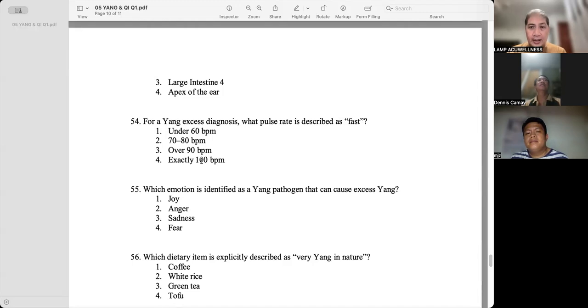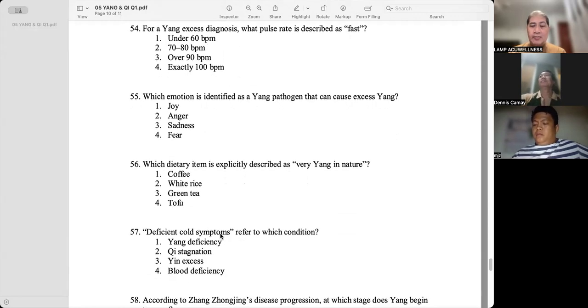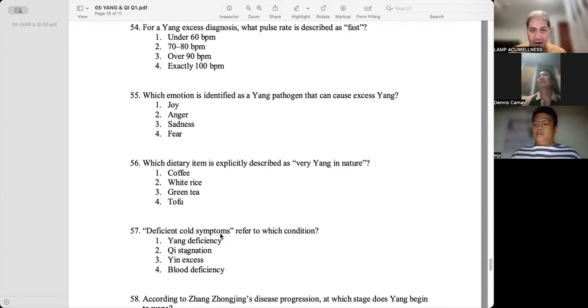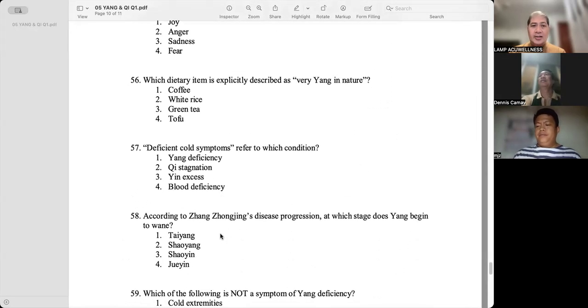For a yang excess diagnosis, what pulse rate is described as fast? Over 90 BPM. Which emotion is identified as a yang pathogen that can cause excess yang? Anger.